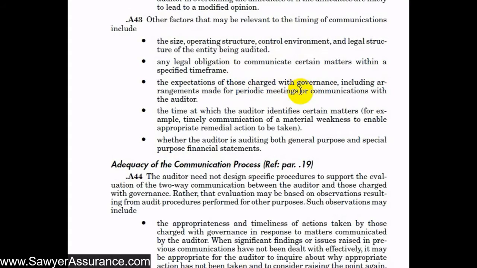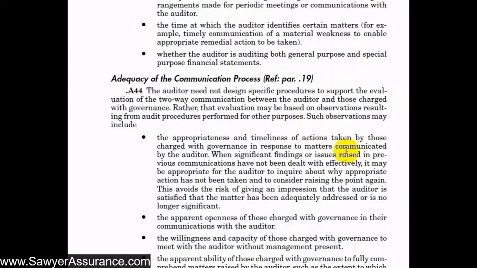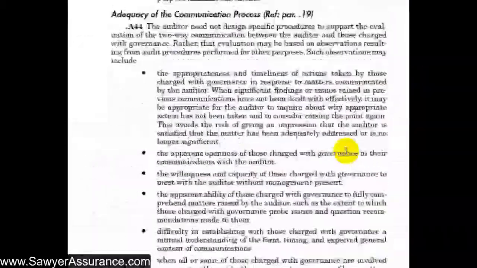So they might want us to communicate weekly or something like that, or by a certain time. Typically in an engagement, the board might specify they want to have a list of any findings or adjustments or a draft of the financials by a certain date, so they have time to review them and discuss and that sort of thing. Also, the time at which the auditor identifies certain matters. So if we identify something important, we might want to inform the board about it immediately. And finally, the adequacy of the communication process.